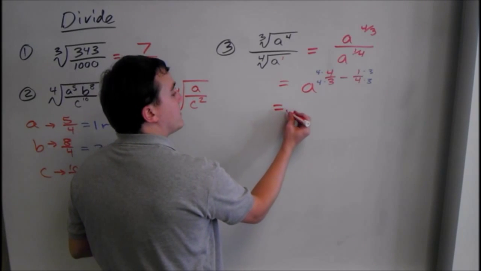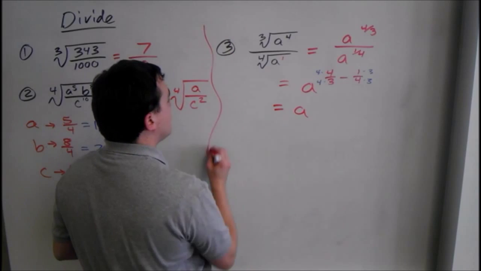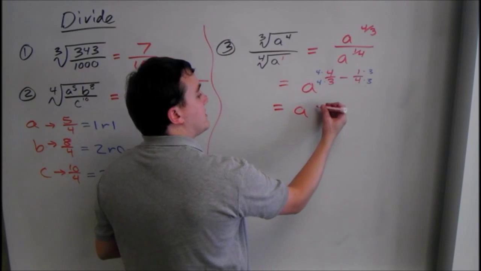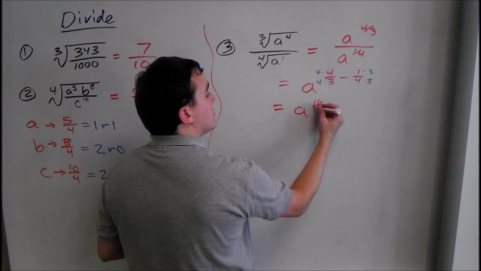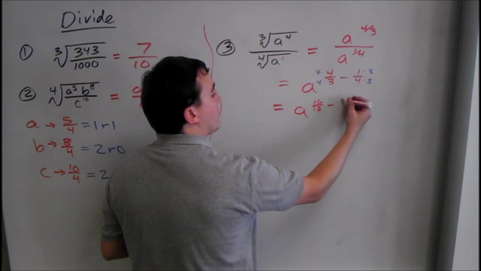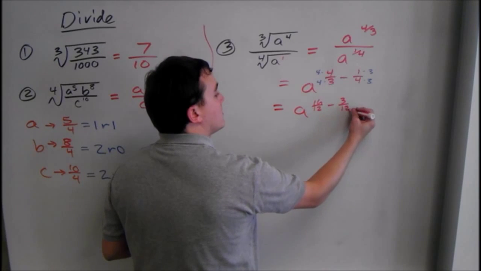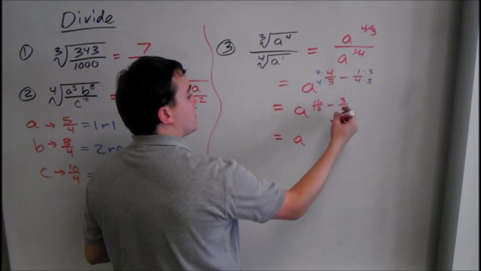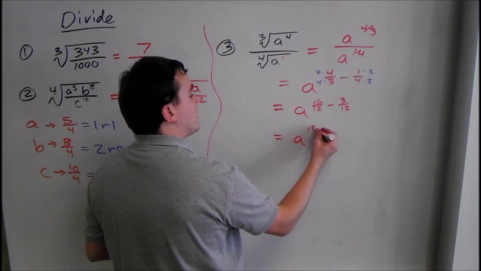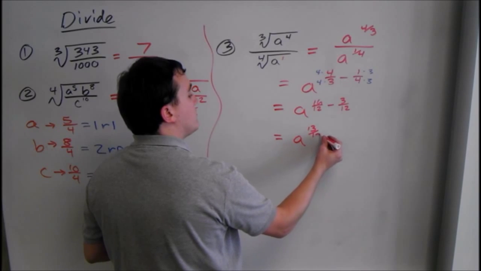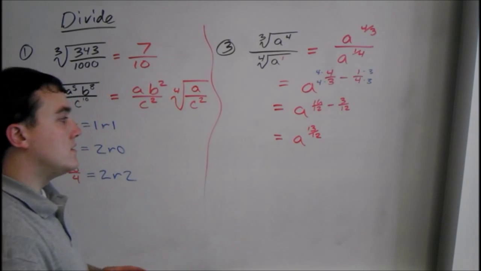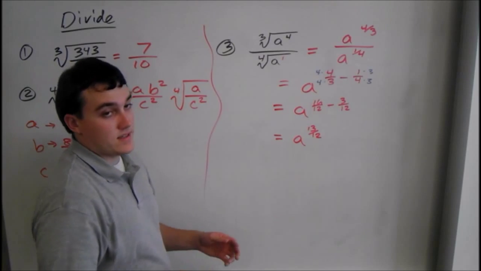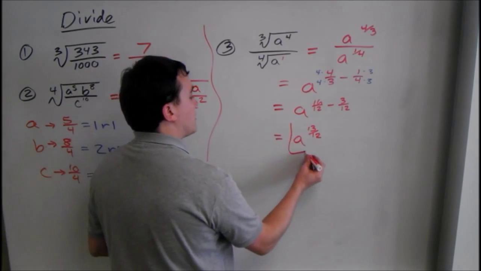So we get a to the 16/12 minus 3/12, which would be a to the 16 minus 3 is 13/12. You can simplify this, but we can stop here.